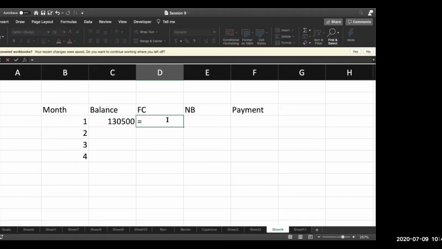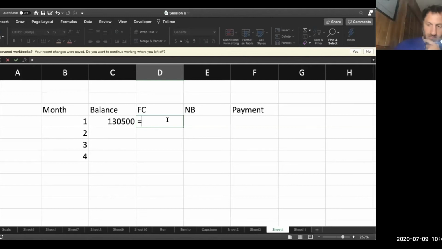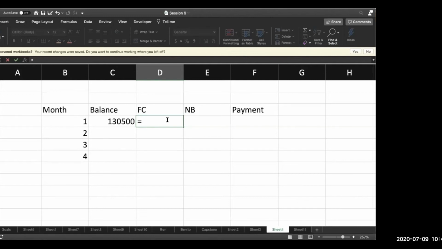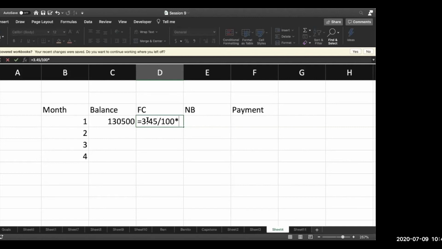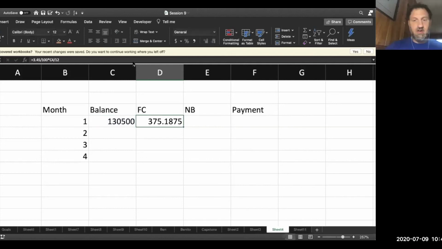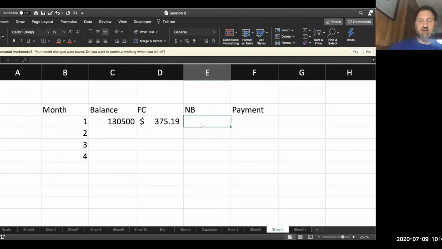We do the 3.1, I'm sorry, 3.45, and then you divide by 100 times the balance. Okay. Times, divided by 12. Right. All right. And then look at how big that finance charge is. That's typical with a house at the front end. You're paying hundreds of dollars a month in interest.